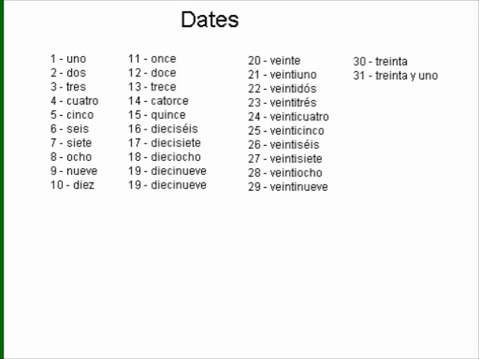In order to talk about dates in Spanish, it's important to know the numbers 1 through 31. Here are those numbers, and if you need to pause the video and write these down, you can. However, I would say that if you haven't already gone through the numbers tutorial, it would probably be a good idea to do that now.